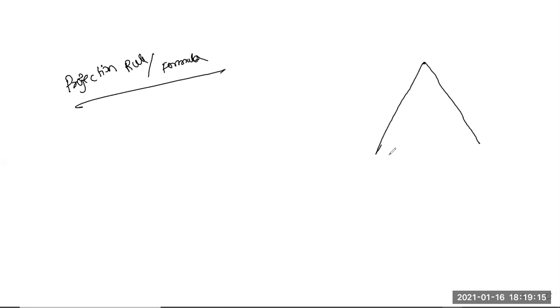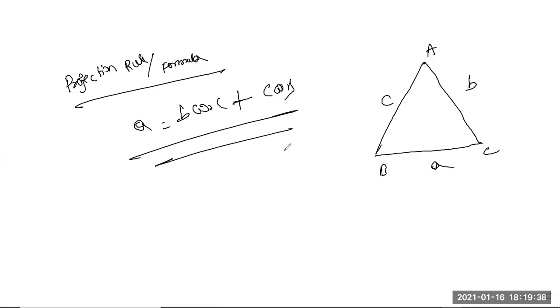The other proof is, do you know the projection rule? In the projection rule or formula, if you take a triangle ABC, this is A, this is B, this is C, then a is equal to b cos C plus c cos B. I think this thing you know, I already explained, so you already know about that.